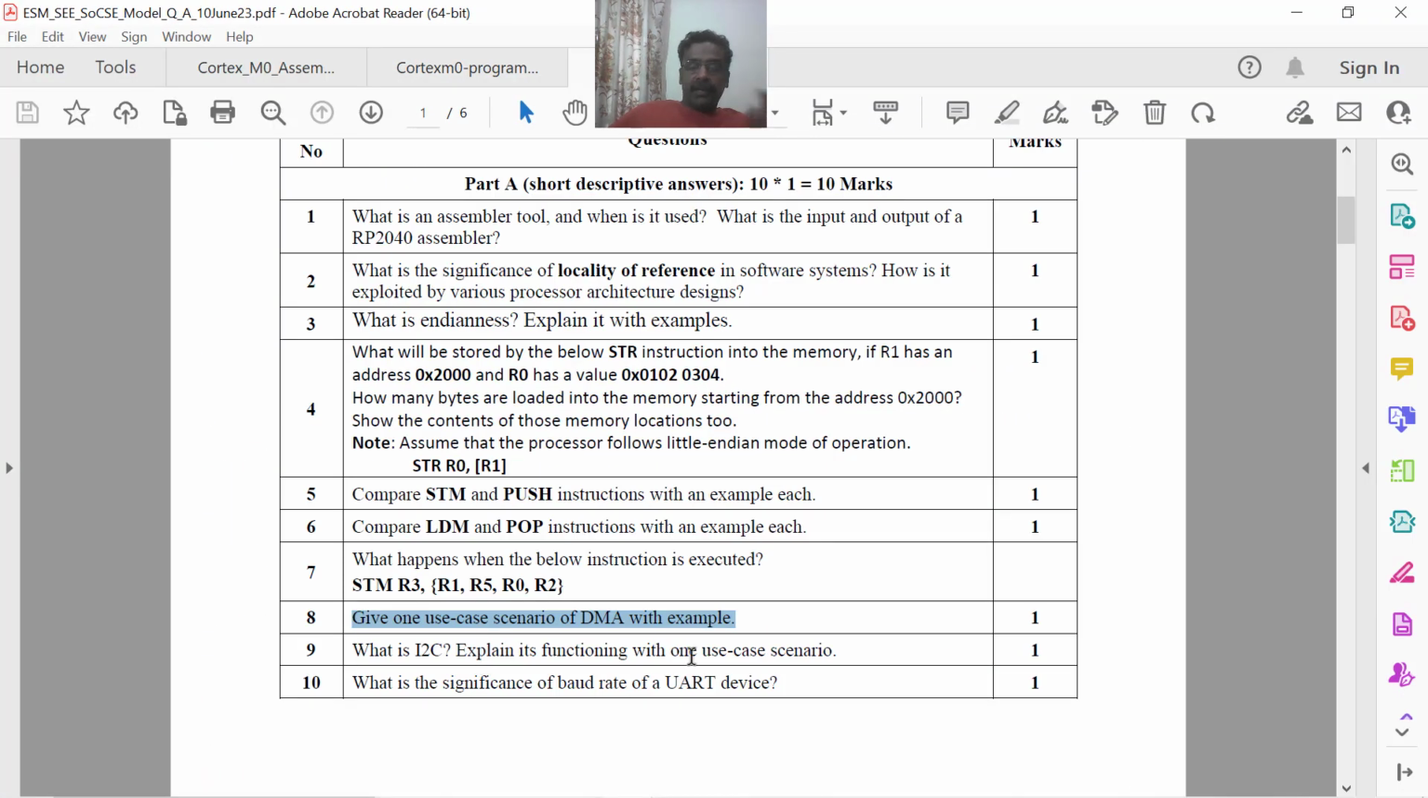Very simple explanation. I don't want you to elaborate for two or three pages. Just a few lines. You should bring out the crux of the things.